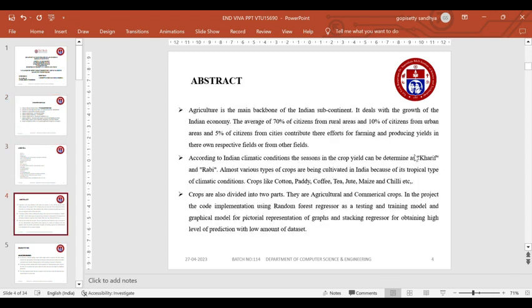This is the abstract. In this abstract I mentioned that I am taking the sector of agriculture. Now agriculture is the main backbone of the Indian subcontinent. It deals with the growth of the Indian economy, and 70% of citizens in rural areas, 10% in urban areas, and 5% in cities contribute to farming and providing yields in their own respective fields. So here I am taking the crop in the agriculture sector.